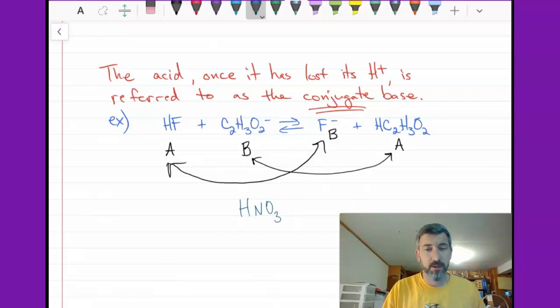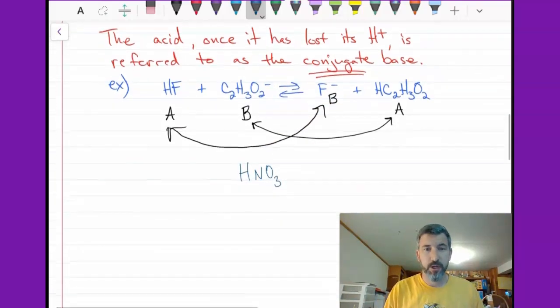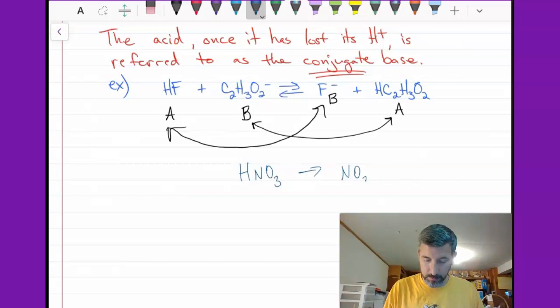Okay, again, without even looking at a full proton transfer reaction, we should know that the conjugate of any acid is just it minus a proton, minus a hydrogen. So the conjugate of HNO3 is NO3 1 minus. In other words, take away the proton. Now, where did we give that proton? Well, we would have to write the full equation in order to know that.